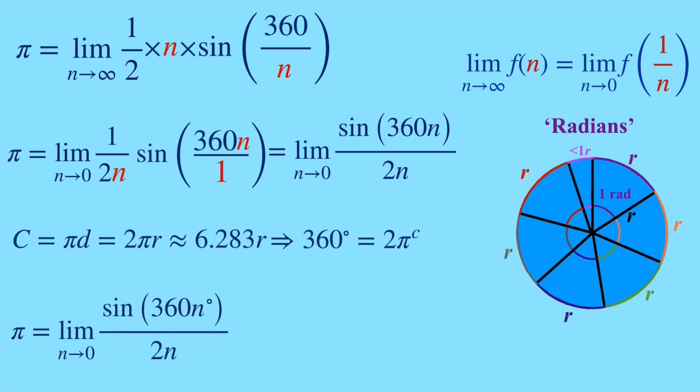So now, using this in our original limit, we get that pi is equal to the limit as n goes to 0 of sine 360n over 2n. That's the original limit we found just a couple slides ago. We can substitute 360 for 2 pi in this limit, and we get that pi is equal to the limit as n goes to 0 of sine 2 pi n radians over 2n. And we finally found the final form, for now, of the limit.